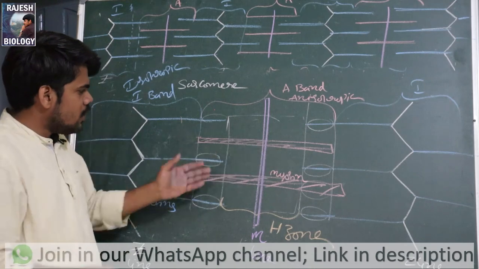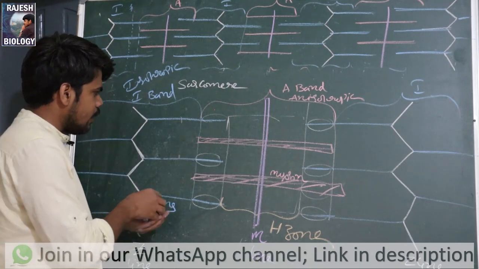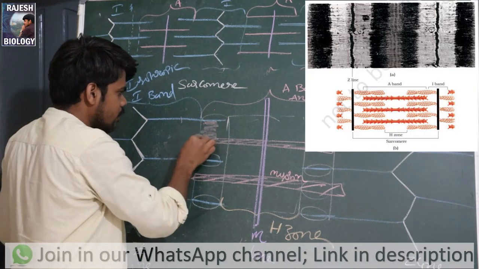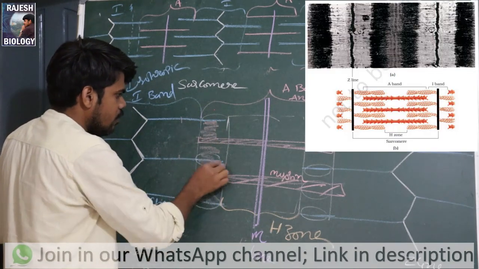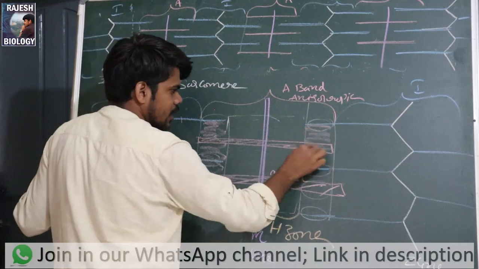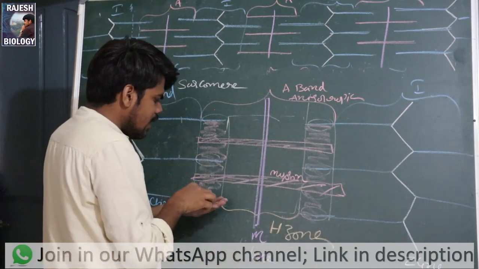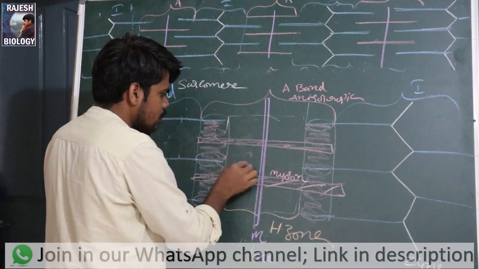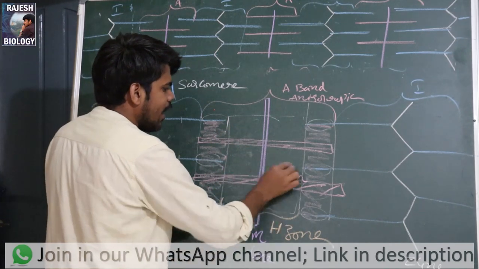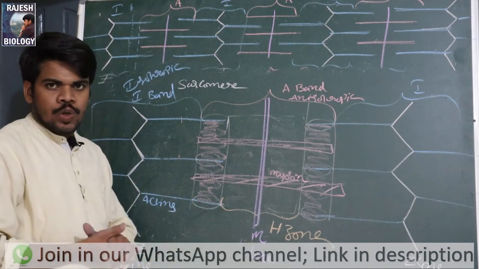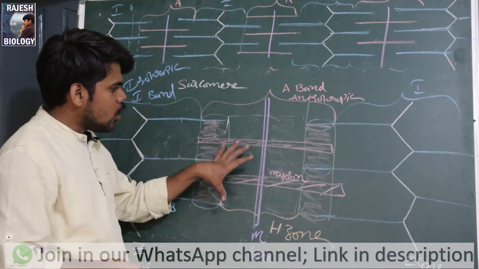Thin portion of thick band. Here it is very thick. In your textbook also, you may observe the diagram. It is very thick. In the thick band also, there is a light portion. The light portion of the dark band is called the H zone. Okay, this is the sarcomere structure.